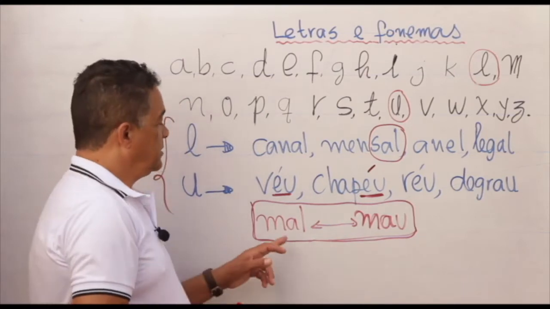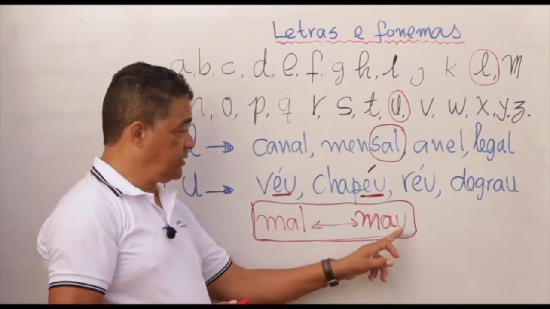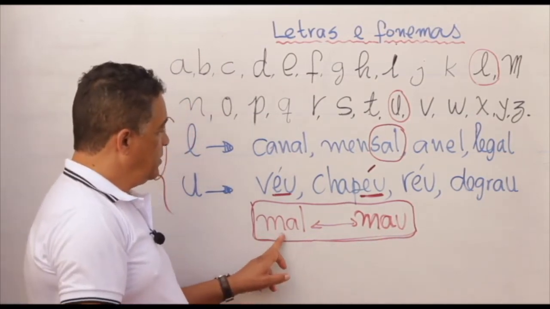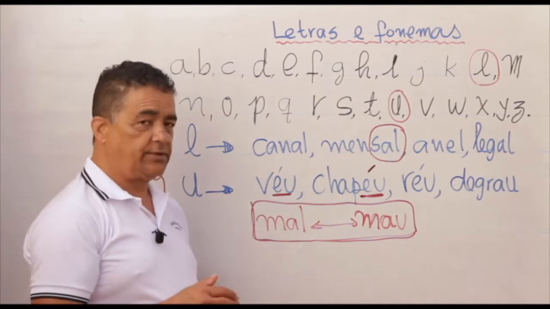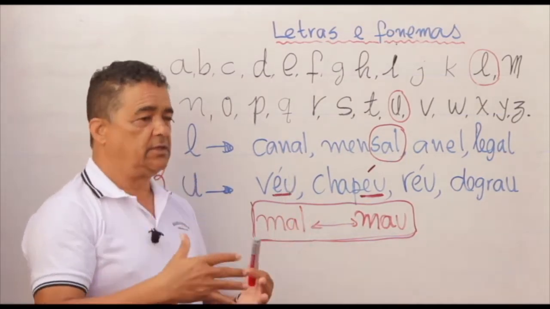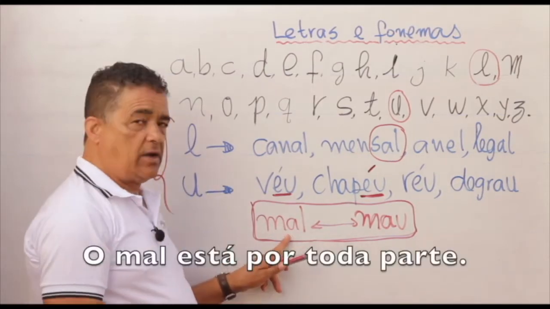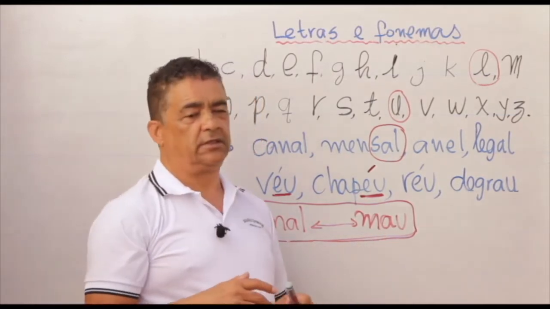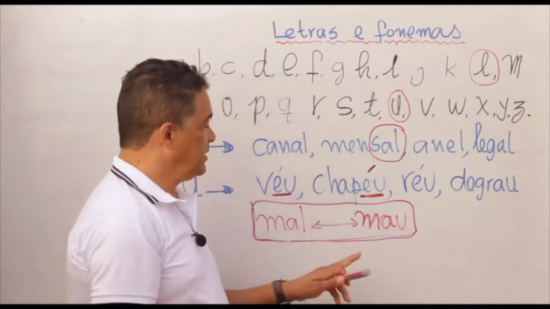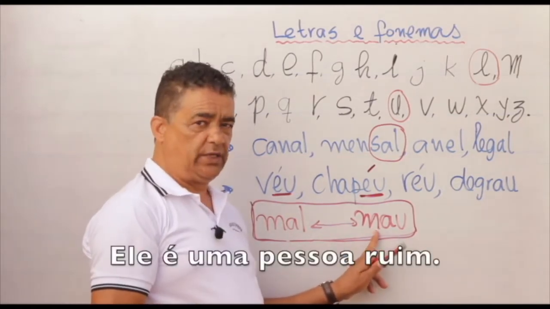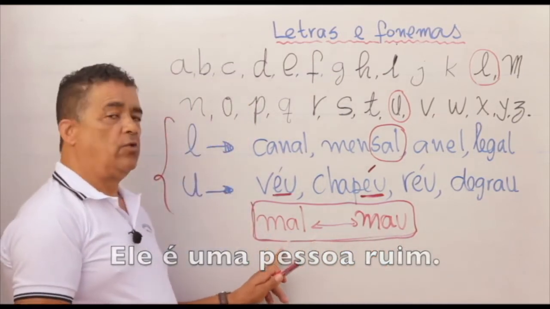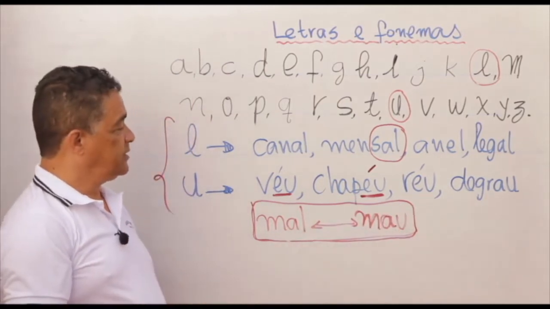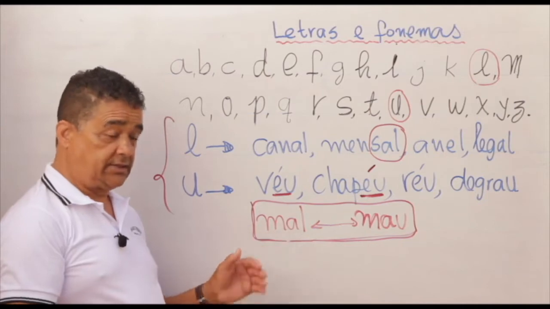The most characteristic case is this one here, because we have the same sound, mau, written with different letters, but the sound is the same. For example, mal means the evil, for example, Satan. The evil is everywhere. O mal está por toda parte. And mau here is bad. He is a bad person. Ele é uma pessoa má. Okay, so we have the same pronunciation, but the grammatical classes are different.